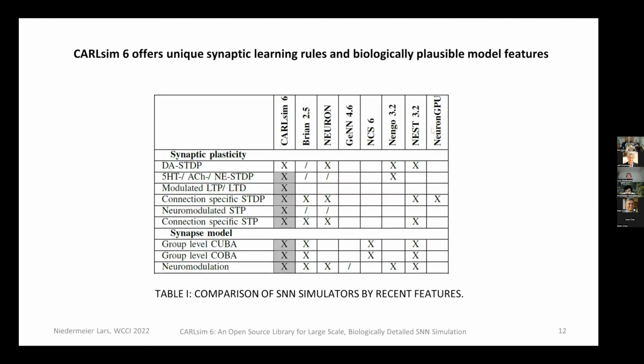Taking over the presentation, here we list some of the new features that are implemented in CARLsim 6. That includes neuromodulated STDP and some other enhancements of previous implementations of STDP and STP. We'll talk a little bit more about this later. And as you can see here, CARLsim is the only simulator that has all these features implemented. So it provides a lot of flexibility and also, I guess, biological plausibility when we simulate spiking neural networks.